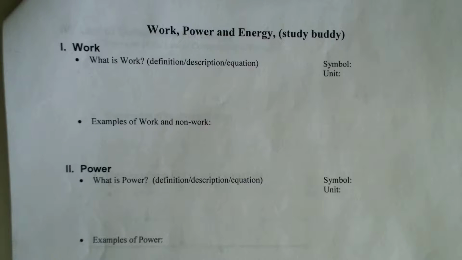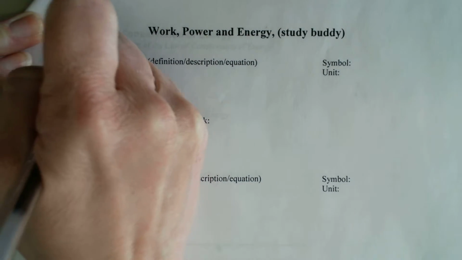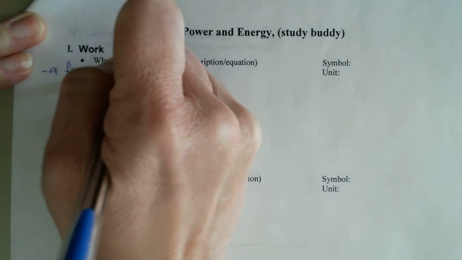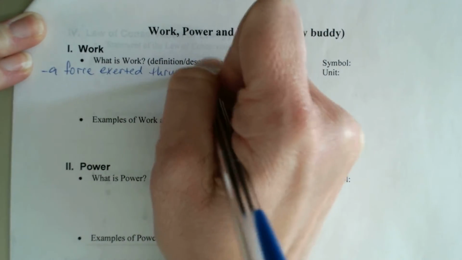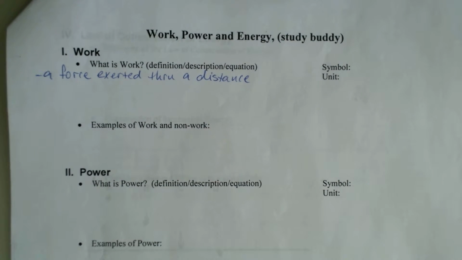Okay, so what is work? Work is a force exerted through a distance. Okay, so that's the definition of work. There must be some conditions met in order for work to be done.